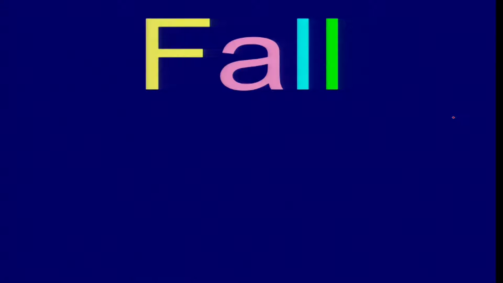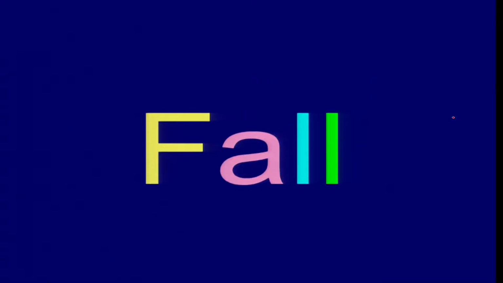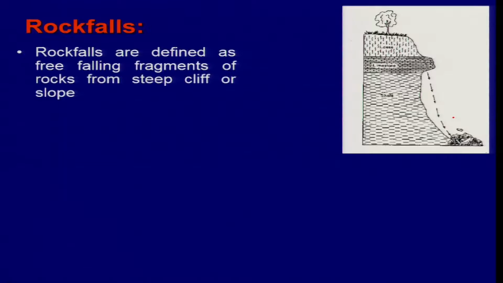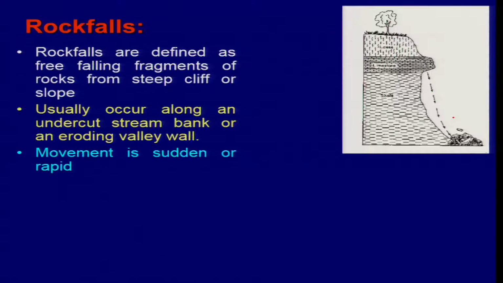Coming to another type of landslide or mass movement, which is the fall. These are mainly related to the coarser material, which we call rock falls. The movement is very sudden, because the fractured rocks just fall down from the cliff.